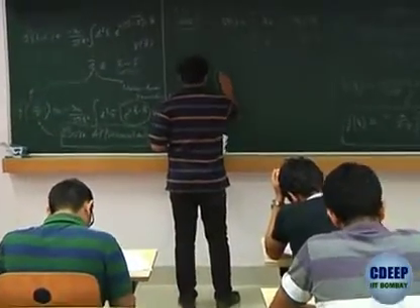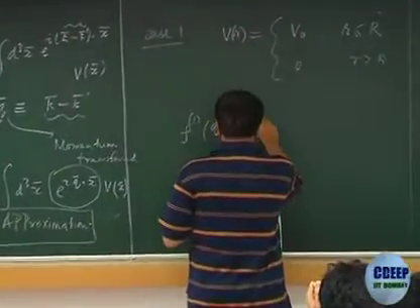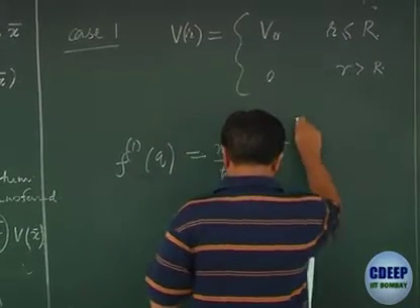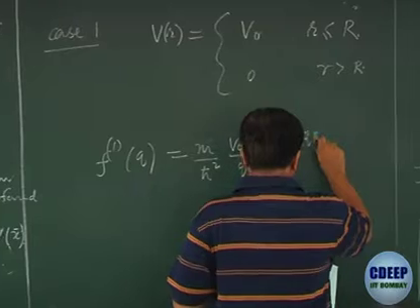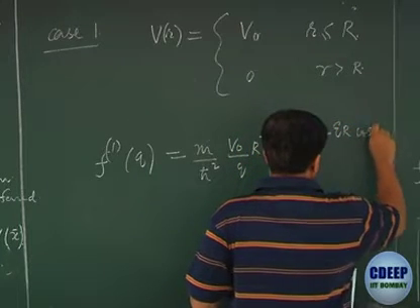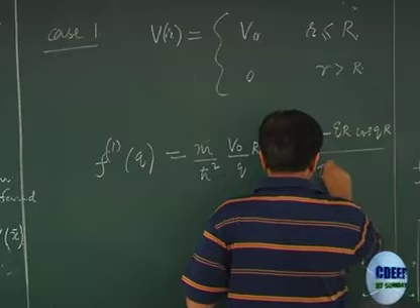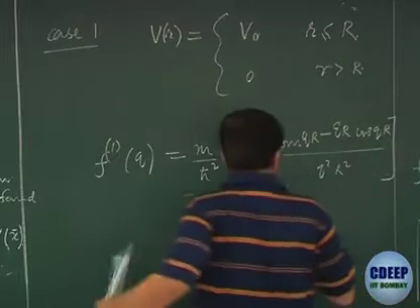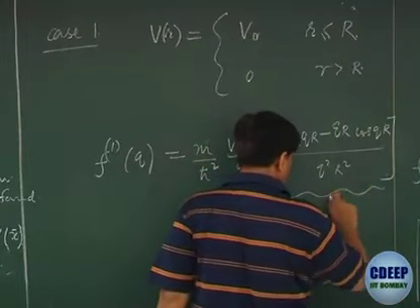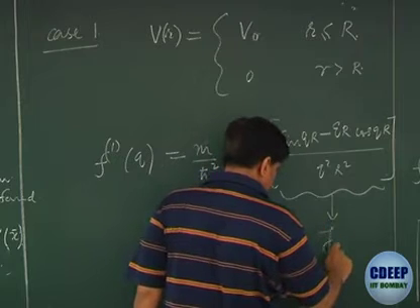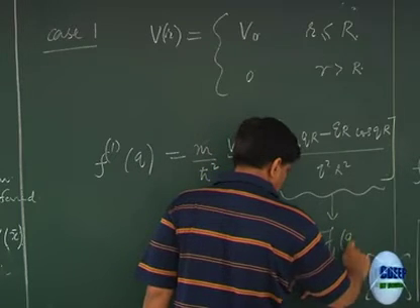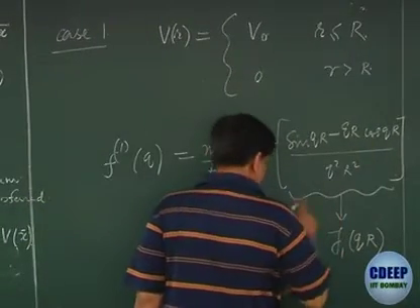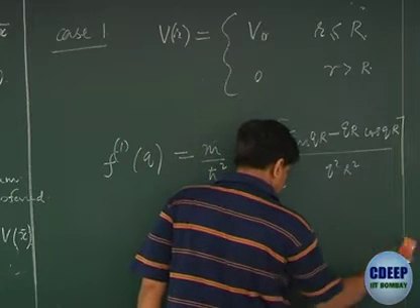f1 of q is V0 by q r squared. You would have got something like sine qr minus qr cos qr. I don't think most of you will remember it. This is nothing but a spherical Bessel function, so you don't have to remember this. This is what is called the spherical Bessel function of order 1.